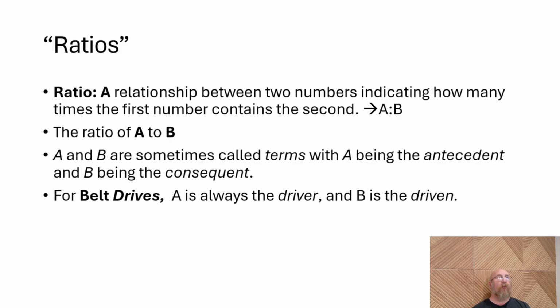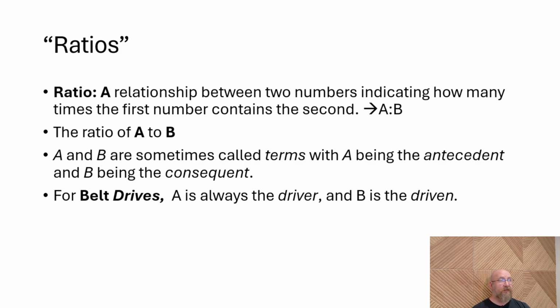So we talk about ratios. The gear ratio or the belt drive ratio or the chain ratio, the gearing ratio, is the relationship between two numbers that indicates how many times the first number contains the second. The ratio of A to B. So you might hear these being called the antecedent and the consequent. That's actually pretty rare.